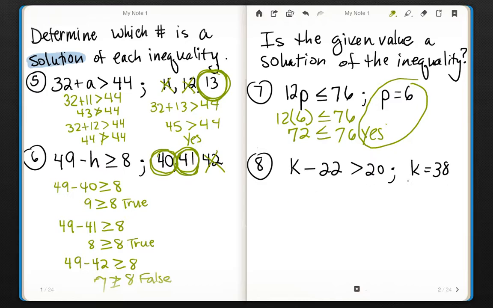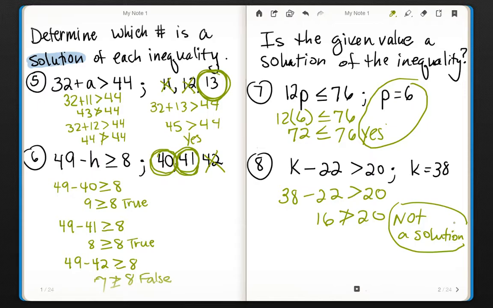All right, last one. We're going to put in 38 for K. 38 minus 22, we want to see if it's greater than 20. If we subtract here, we'll get 16. And is 16 greater than 20? No, 16 is less than 20. So that means that 38 is not a solution to the inequality. There are other numbers that are, but not that one.